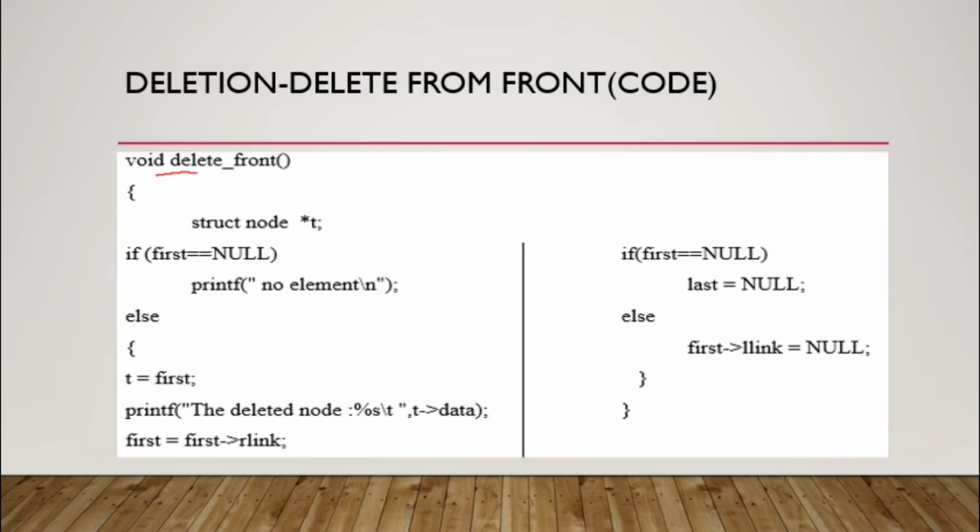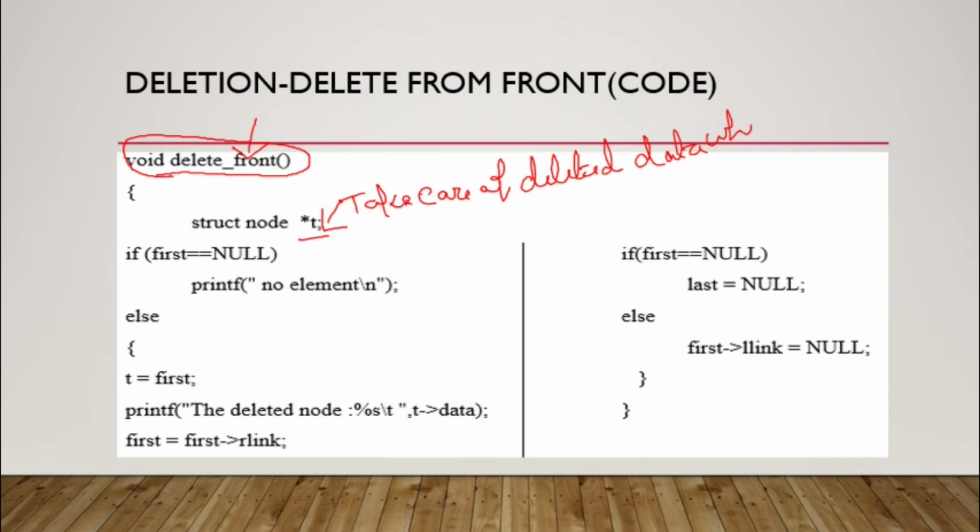So this is deleteFront. Delete front is the function which is used to delete. This is a user defined function, students. You can give your own name, let it be meaningful to the context. Here we are deleting from front, so it is very meaningful. Then we take one pointer t. This pointer t will take care of the deleted data, which has to be displayed later.